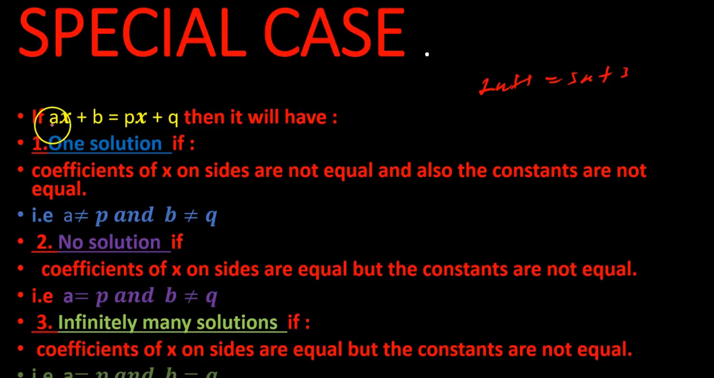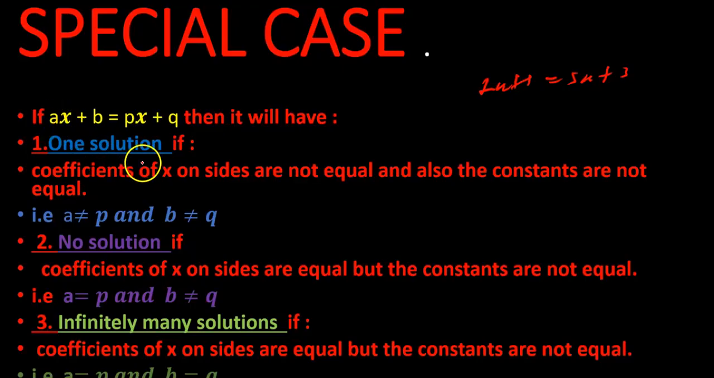So if you have ax plus b equals px plus q, we want to see at what point, with this kind of equation, you get one solution. At what point will it be no solution? At what point will it be infinitely many solutions? Now let's look at them one by one.